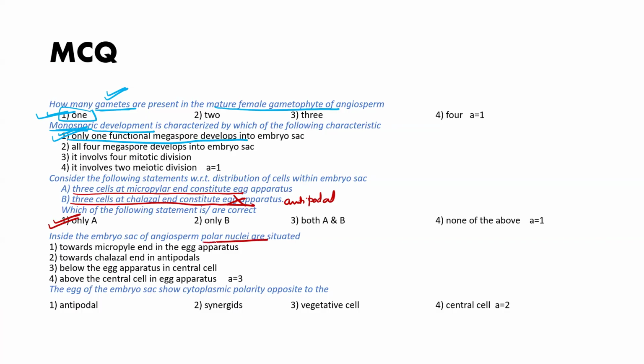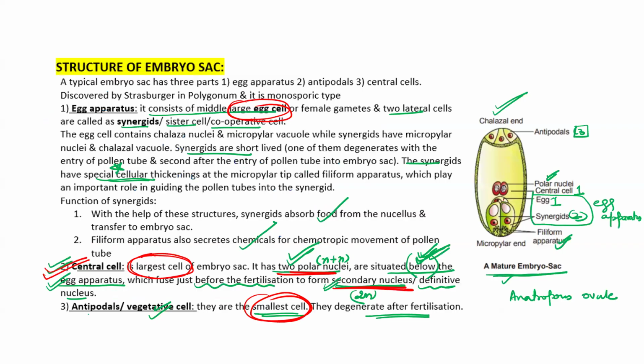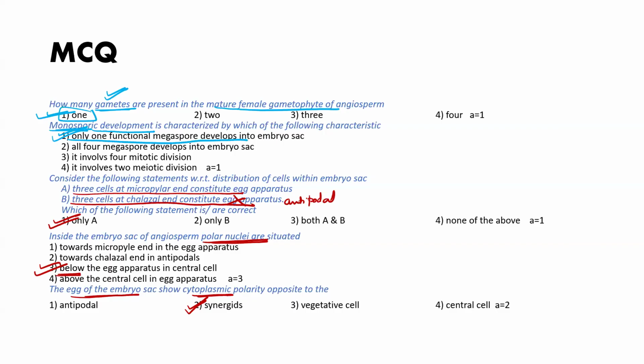Now, where are the polar nuclei situated? I think I focused that they are present below the egg apparatus. Please learn it properly. Now, the egg of the embryo sac will show cytoplasmic polarity opposite to the synergids. For this I'll explain when I'm explaining fertilization. That time we'll discuss it. If you want, I can show you here. See here, in this case, you cannot understand, leave it. I'll discuss this topic in the further videos when I explain fertilization.